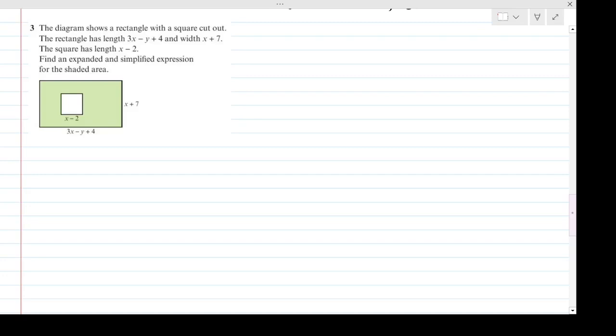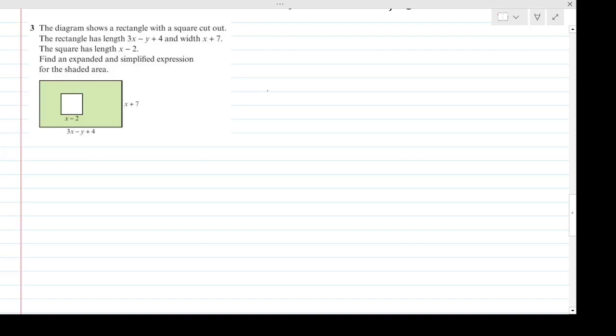So it wants us to find an expression for the shaded area, which is going to be this bit here, in sort of greenish colour. Okay, so how are we going to do that? Well, we're given information about the rectangle as a whole here, poorly drawn rectangle, and we're given information about the square. Well, I think if we find the area of the rectangle and take away the area of the square here, we're left with the shaded area.